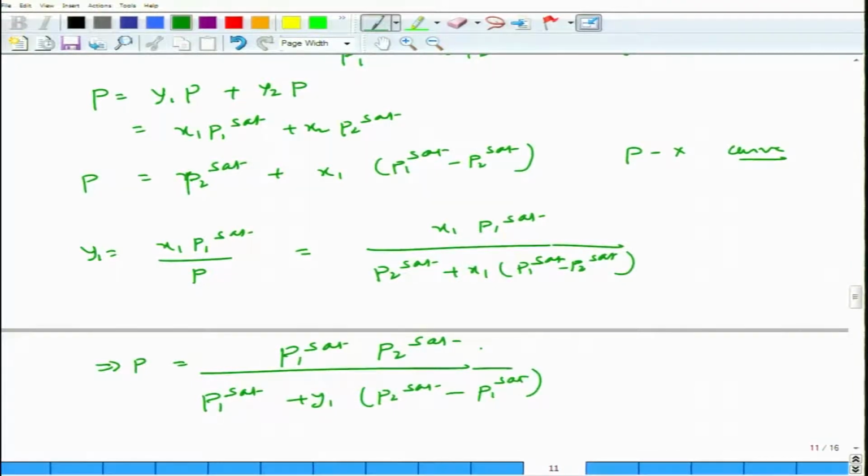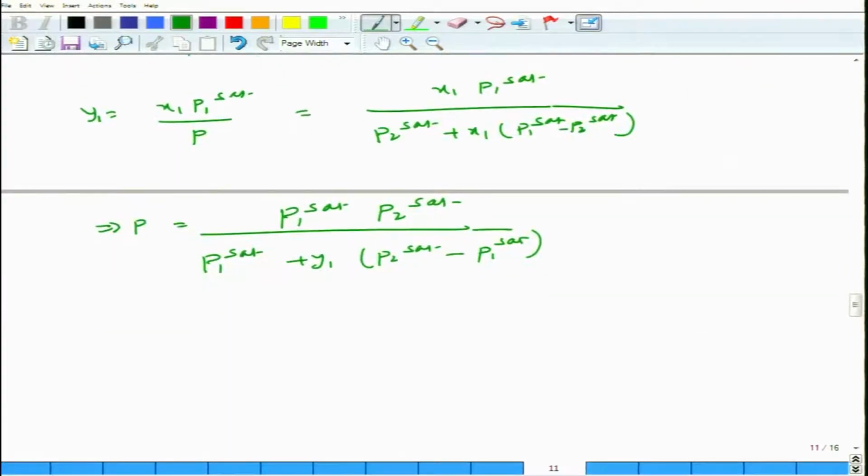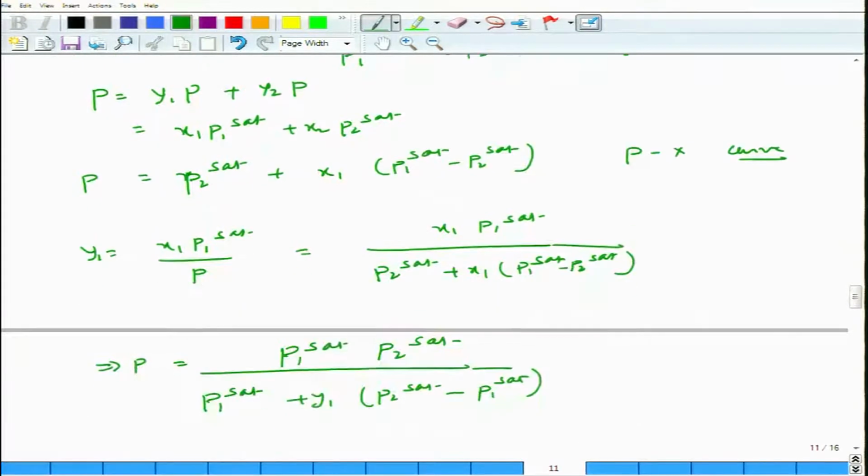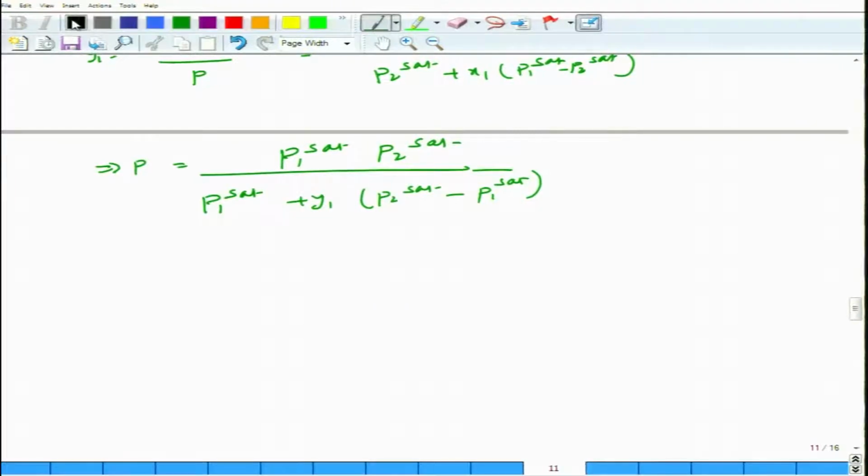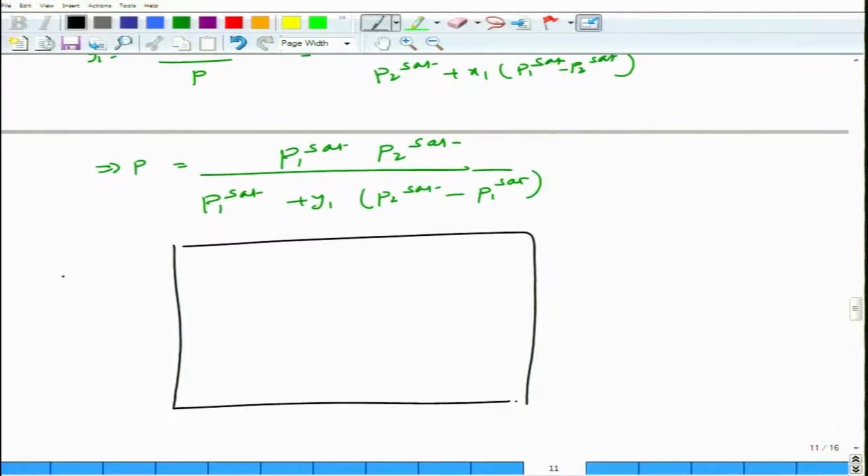You can do a little bit of an exercise here, because x1 P1 sat you can write as y1 P, and x1 can be written in terms of x2, and you can redo this exercise to get this expression. So, these two expressions which you got, Px and Py, you can plot, and this is how it looks. This is your pressure, and this is your x1 or y1; instead of dividing it, I will say x or y.